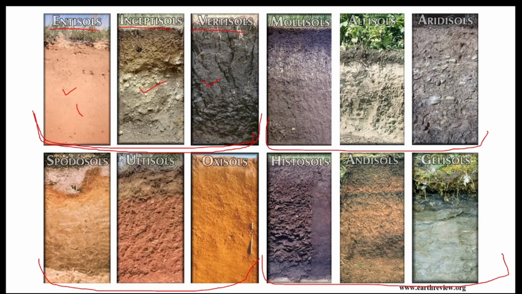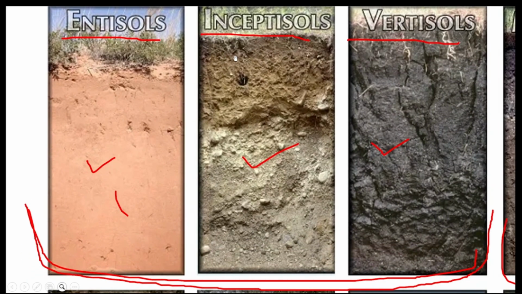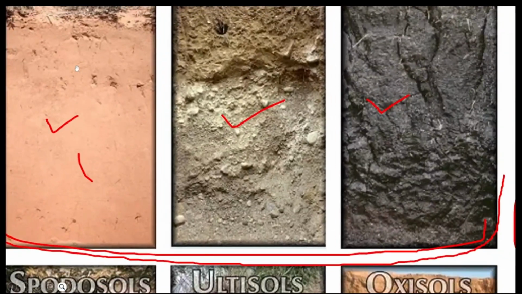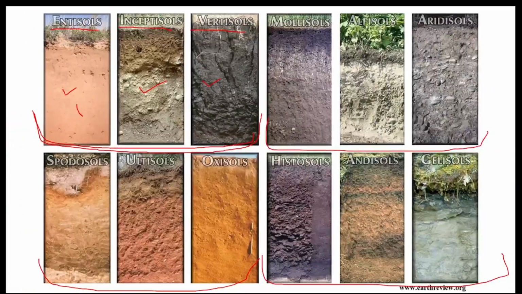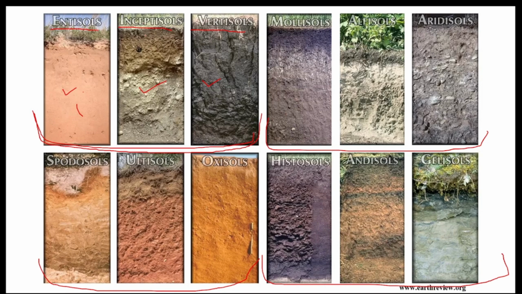First of all, tell me what kind of characteristics we see in entisols. Let's discuss this. It does not have any horizons, we can see. And in inceptisols we see that there are layers developed. First layer, and this is the second layer, which we have differentiated by its color.